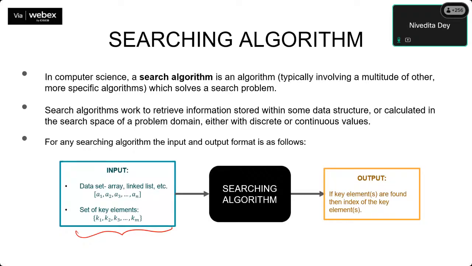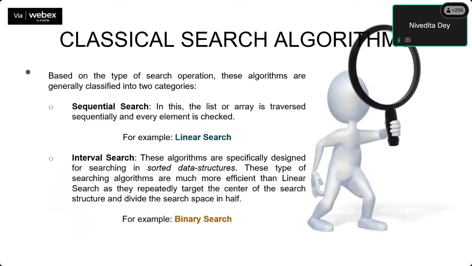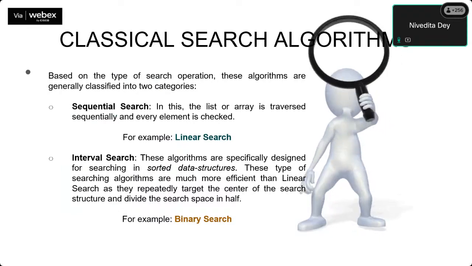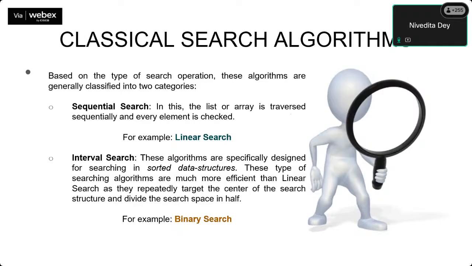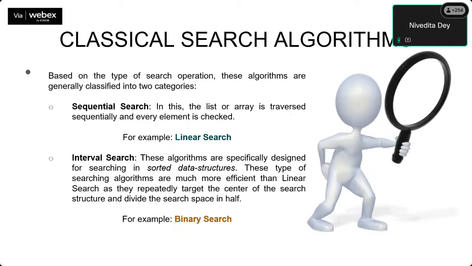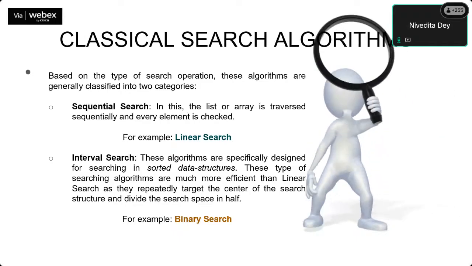If it is not found, it will return a -1 or something, or just display a message that the item is not found. The very well known classical search algorithms we have are linear search, and mostly we all know, binary search.